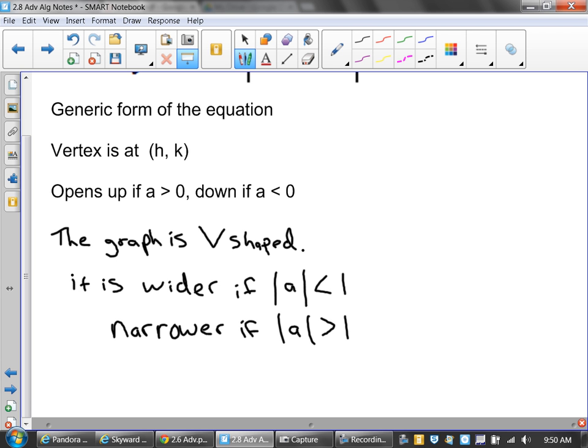And then last but not least, you don't really need to worry so much about being wider or narrower. You're going to find out real quick the a value kind of acts as the slope. No, just slope.